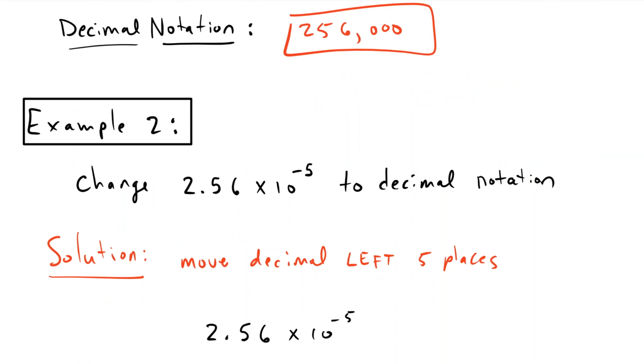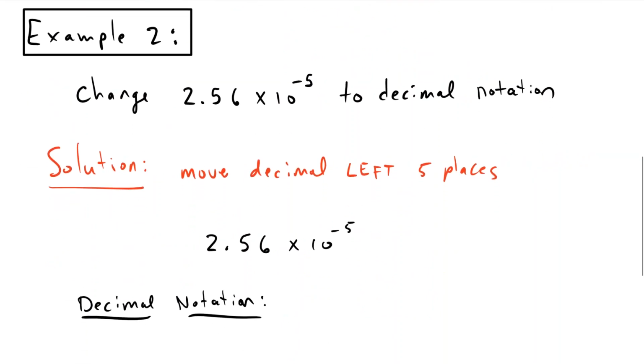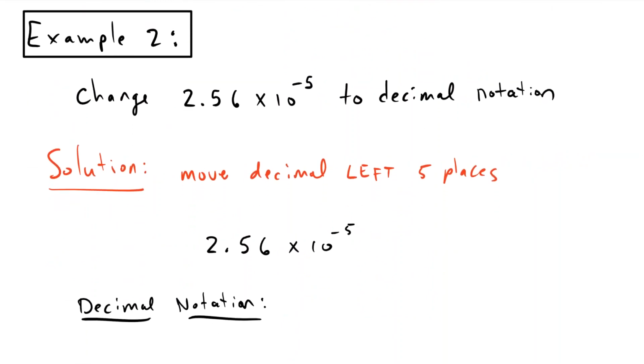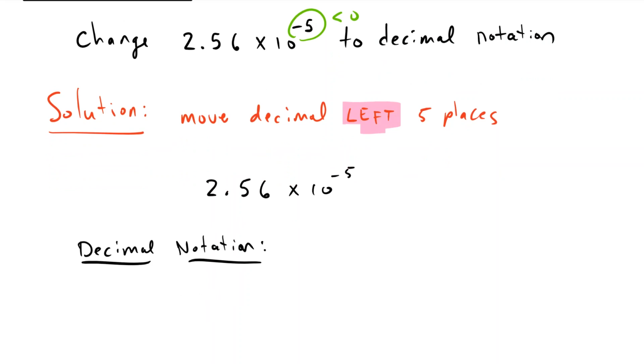Now if we have example 2, this is slightly different. We still have 2.56 times 10 to something, but now that something is negative. So negative 5 is less than 0. So it says move the decimal place to the left 5 places. So we come back to our 2.56 and we go 1, 2, 3, 4, and 5.